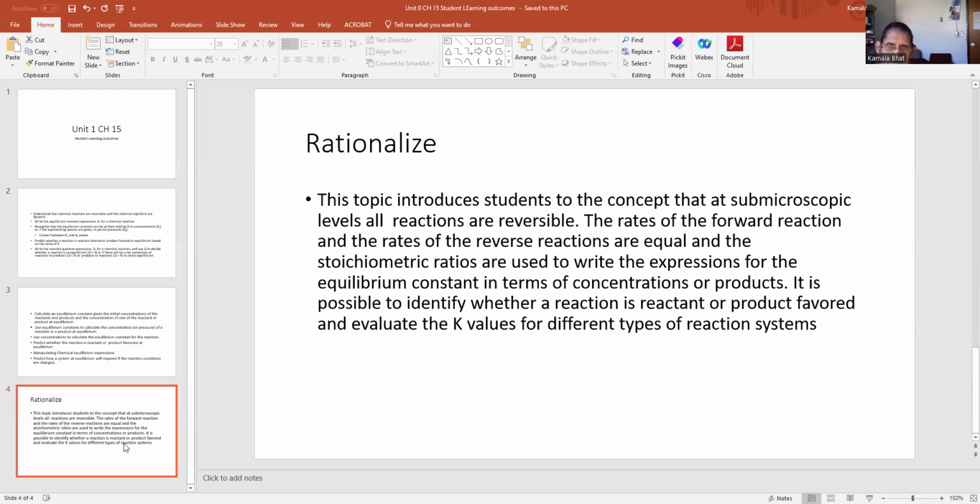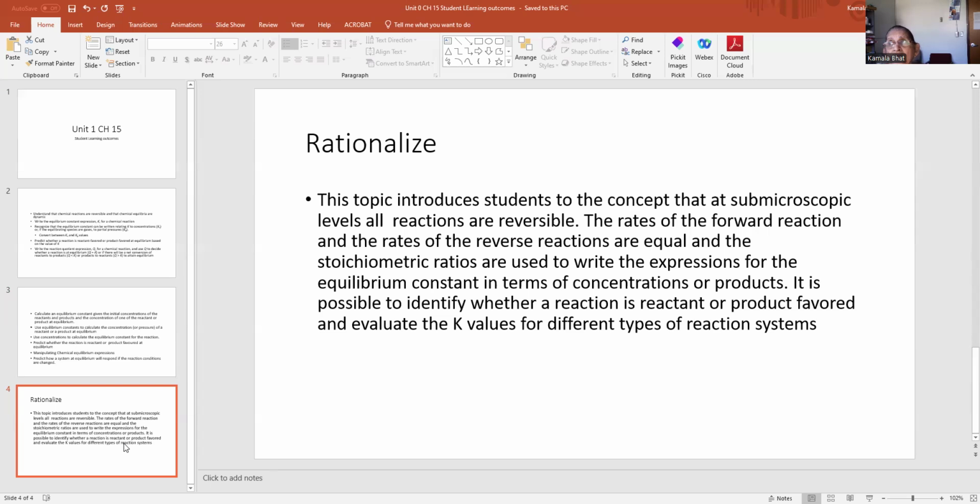Now, the rationale for the study of this topic. This topic introduces students to reactions at submicroscopic levels, and these reactions are reversible and dynamic. The rate of the forward reaction equals the rate of the reverse reaction, and the concentrations or the partial pressures must be raised to the stoichiometric mole coefficients as exponents in order to calculate the equilibrium constant, which is a constant.